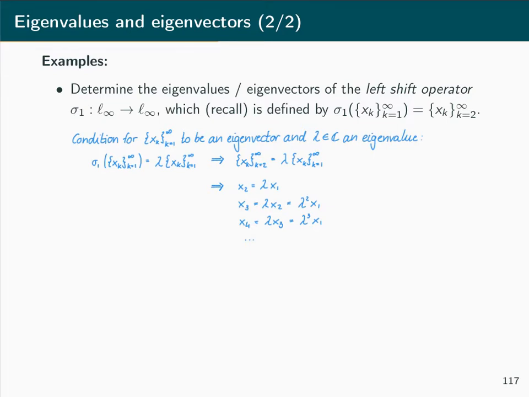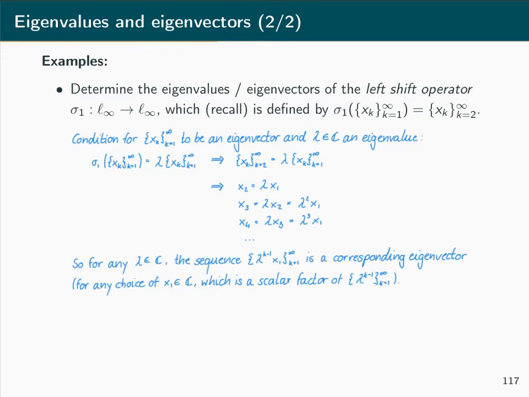And this yields for the first element of the sequence of each side that x2 must be equal to lambda times x1. For the second element of each side, it yields that x3 equals lambda x2. So by the above, this equals lambda squared x1. Then we continue with x4 is equal to lambda times x3, so hence it's equal to lambda cubed times x1 and so on. So we may conclude that for any value lambda in C, the sequence lambda to the k-1 times x1 is an eigenvector that corresponds to this eigenvalue lambda.